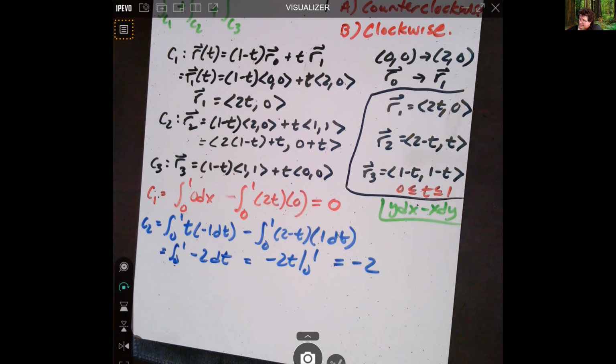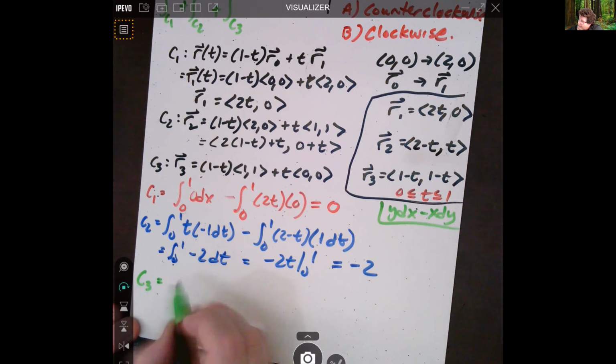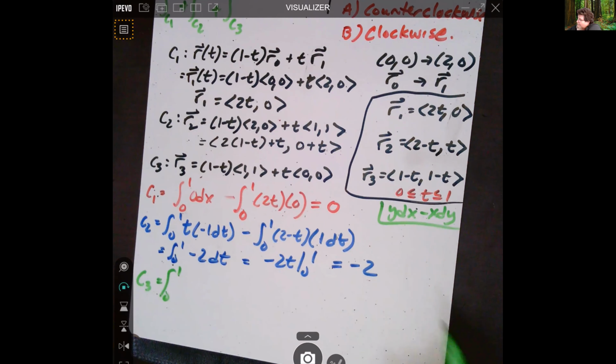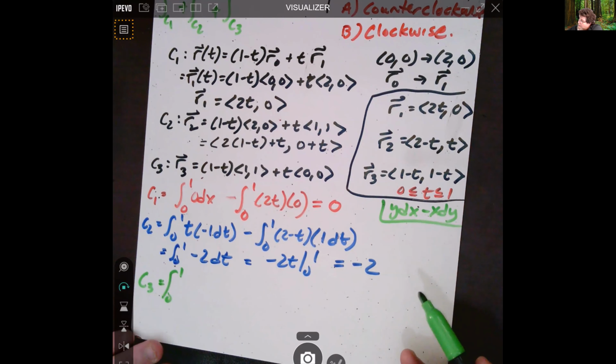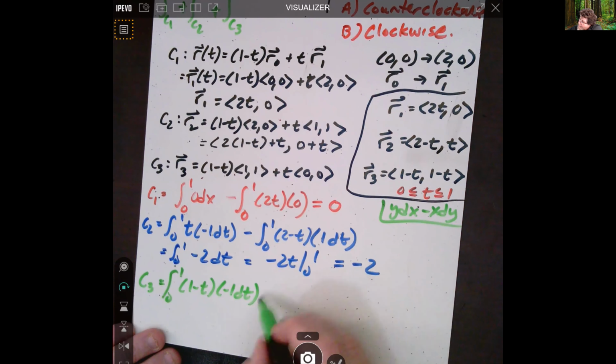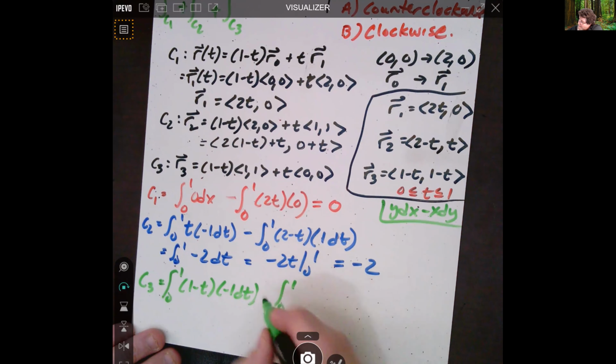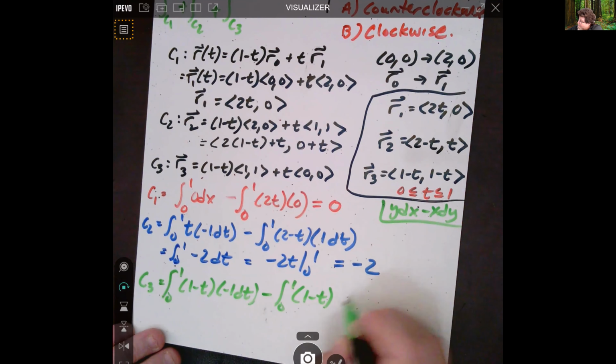And then we go along curve 3. So I need the integral from 0 to 1 of y dx. Y is 1 minus t. Dx is -1 dt. Plus 0 to 1. Not plus, minus. X is again 1 minus t. This looks like the same thing.